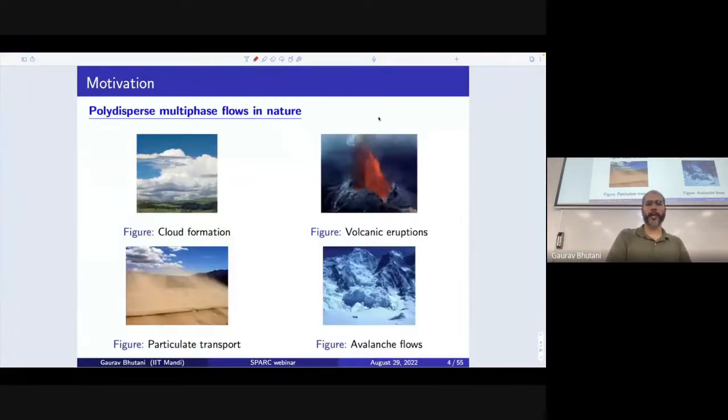In nature, we have a lot of applications. I'll only highlight a few of them. Cloud formation. It happens through particles interacting with each other, and these droplets growing over a certain nucleus. We have volcanic eruptions, particulate transport, long distance transport of sand or other particles of different sizes. Snow avalanches, landslides, again, many key applications of polydisperse flows, where you have particles with different properties or different sizes particularly.